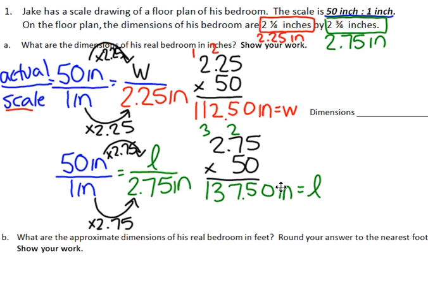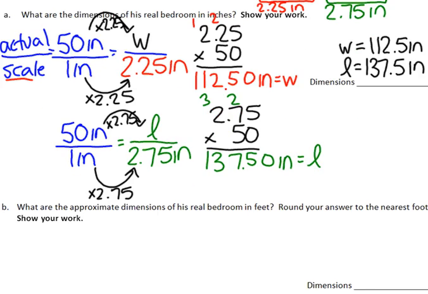So my final answer, under dimensions, that just means what's the length and width. I can write that the width is 112.5 inches and the length is 137.5 inches. Then when I get to part B, it asks me for the approximate dimensions in feet. It also tells us we can round to the nearest foot. We're going to do all the math, and then at the end we'll round to the nearest foot.